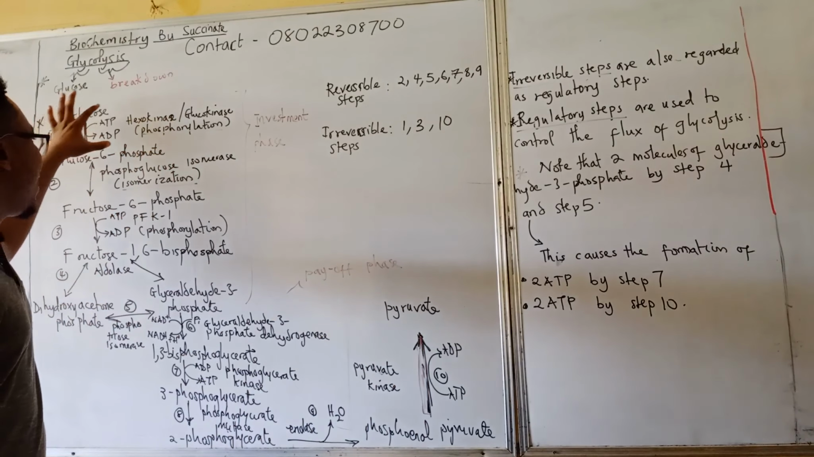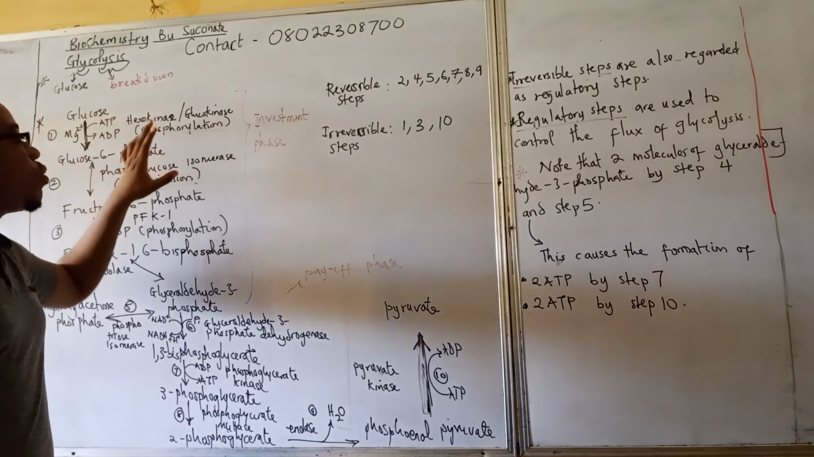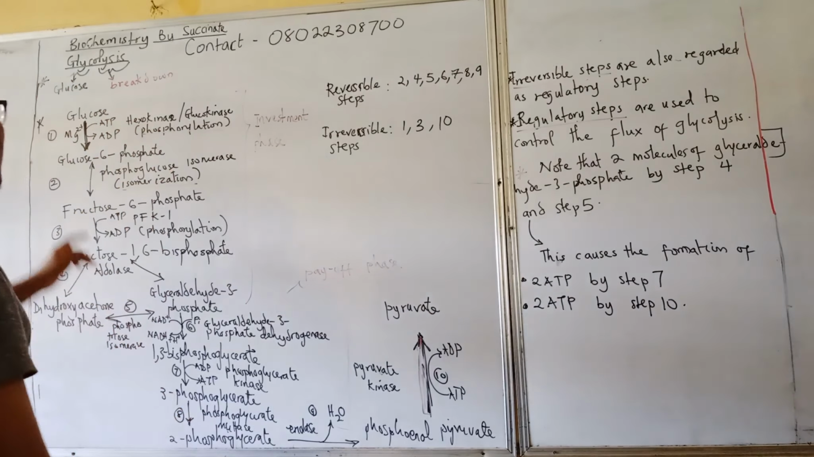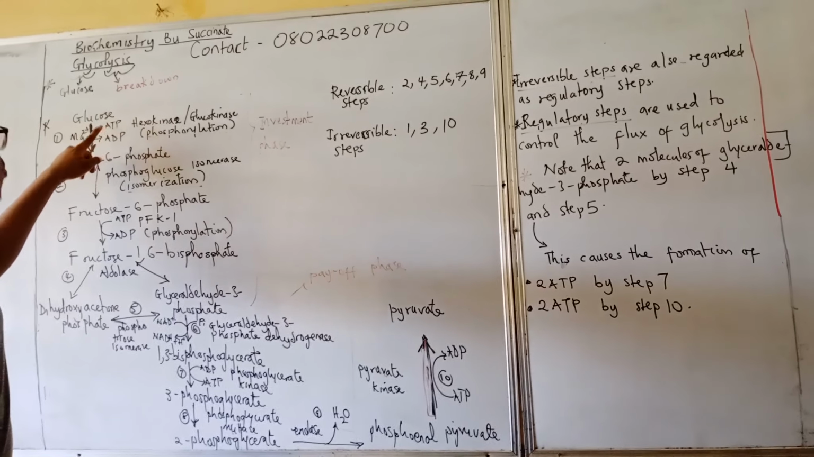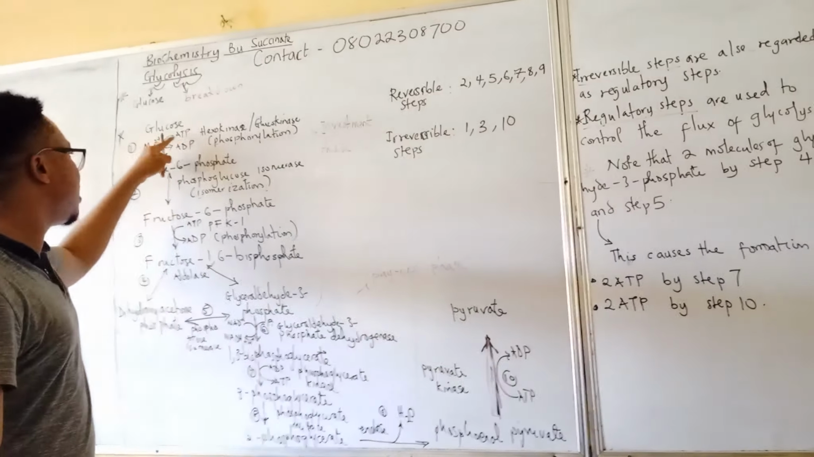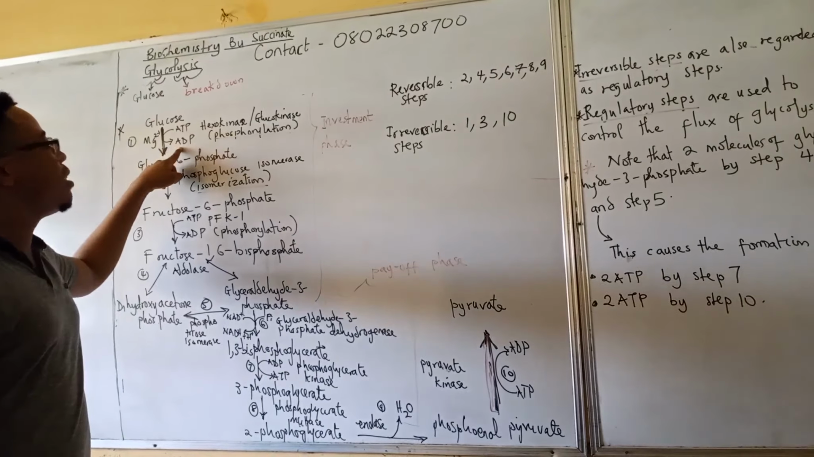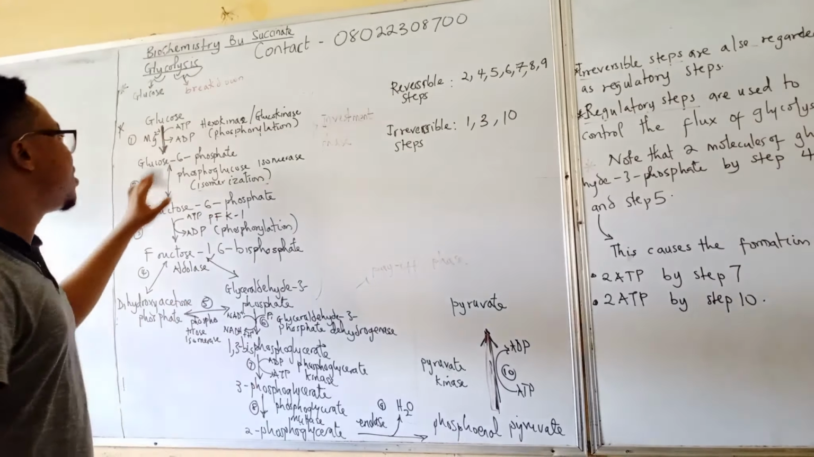But the name of the step is phosphorylation because it involves the addition or the transfer of a phosphate group from ATP, which is adenosine triphosphate, to glucose to form glucose 6 phosphate. Then ATP changes to ADP, which is adenosine diphosphate. Please take note of the distinction.